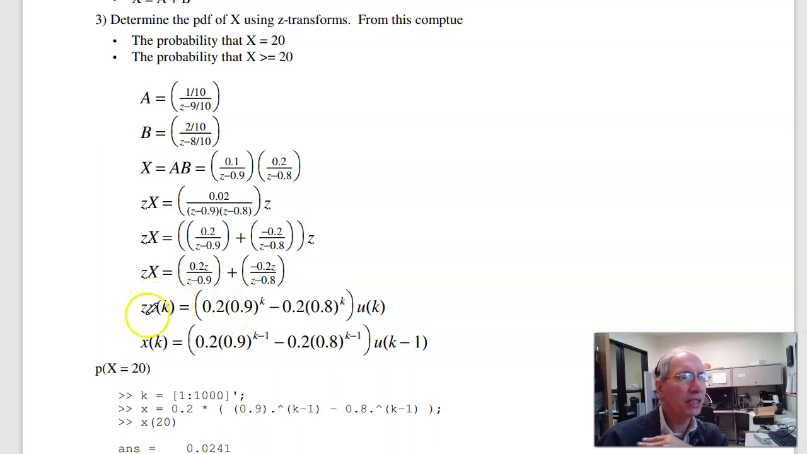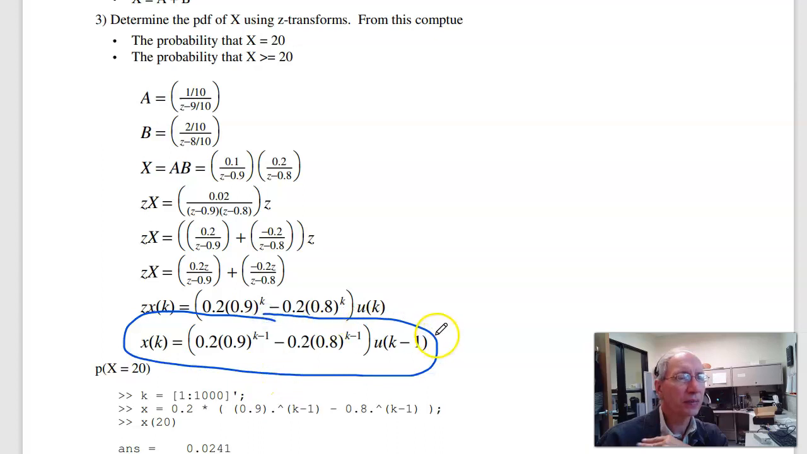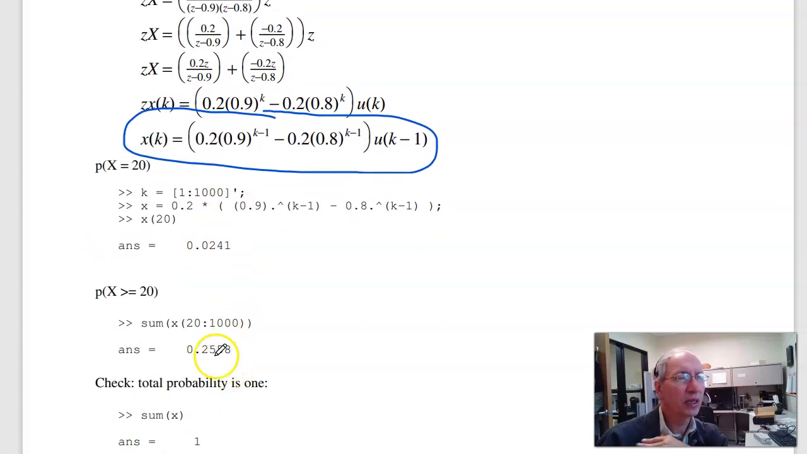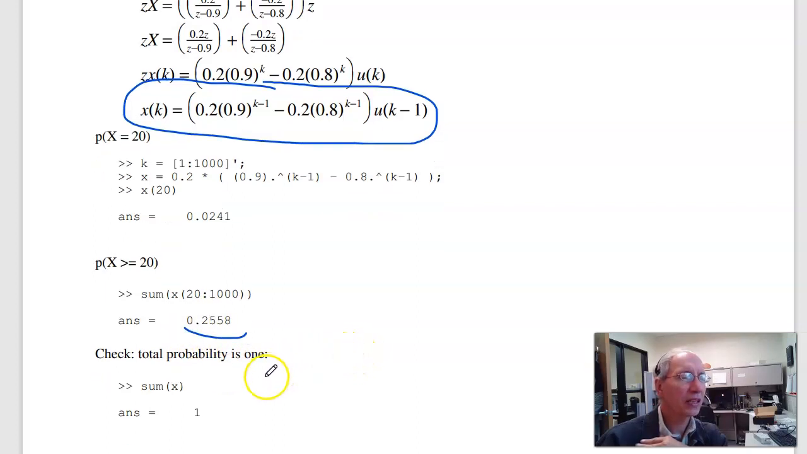To get rid of the z, divide by z, so everyone shifts by 1. So that's the PDF for x. And with that, I can find out what's the probability. It's going to take 20 die rolls, 2.4%. Probability it takes at least 20 die rolls, 25%. And as a check, if I add up all the x's, all probabilities add to 1.